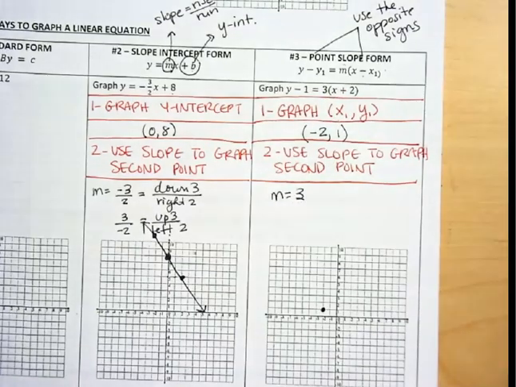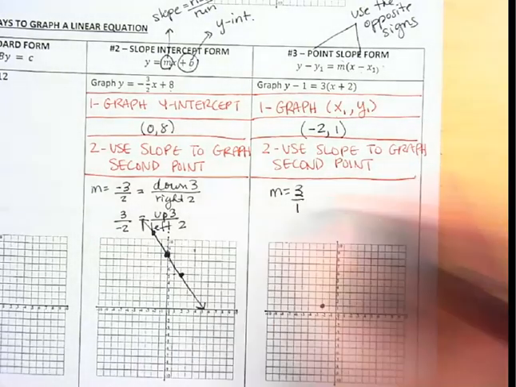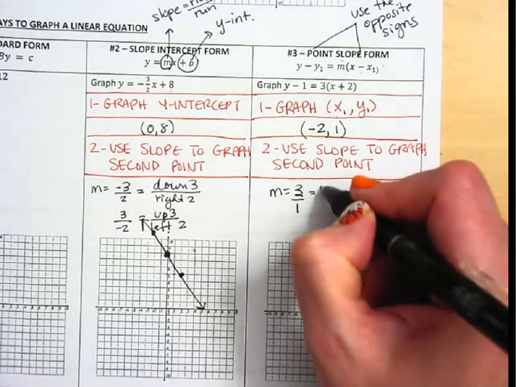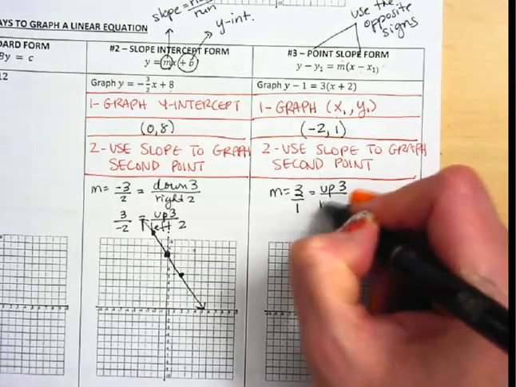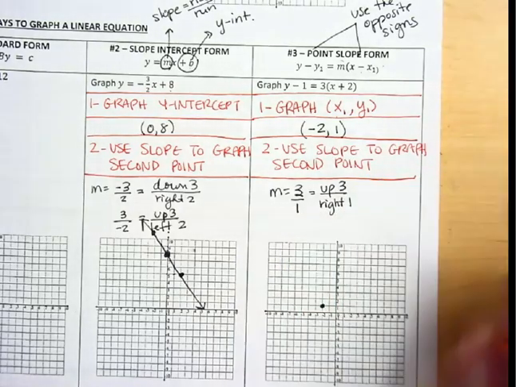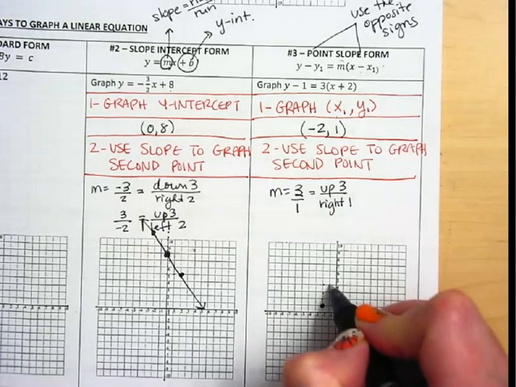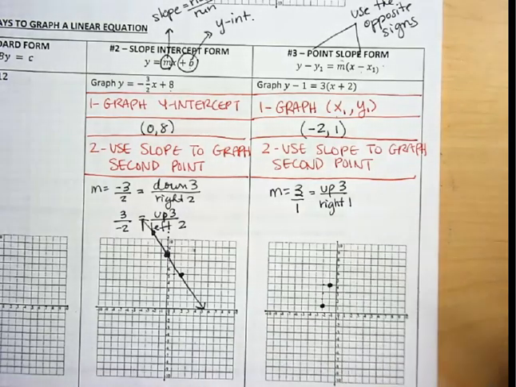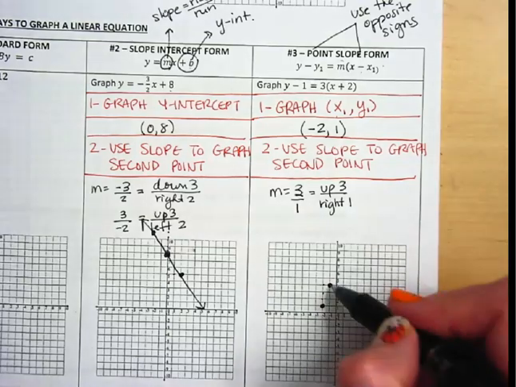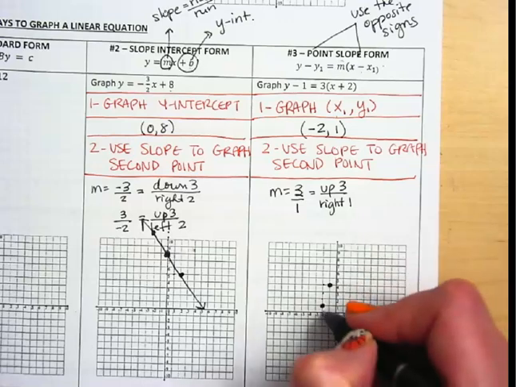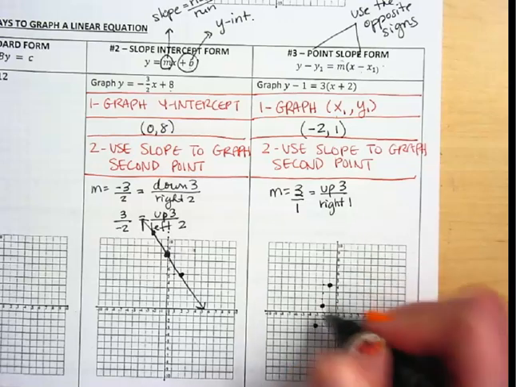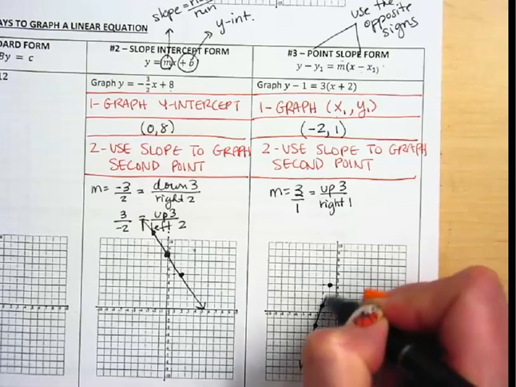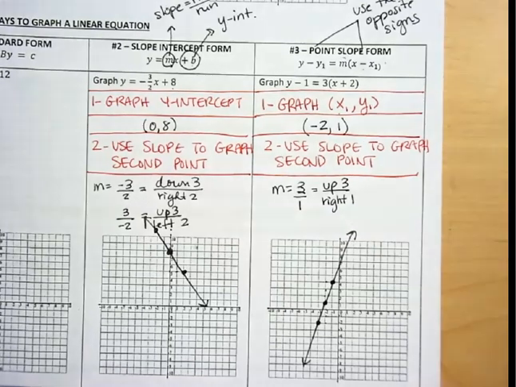Now remember, slope is rise over run, so we need a fraction. And we know that if there's no denominator, it's understood to be 1. So this means I'm going to go up 3 and right 1. So up 3, right 1. Now that's enough for my line. If I want to make a better line, I'll do some more points. You can keep going up 3, right 1. You could go down 3, left 1. Either way, it gets you the same line.